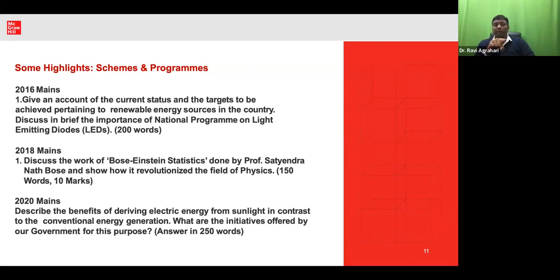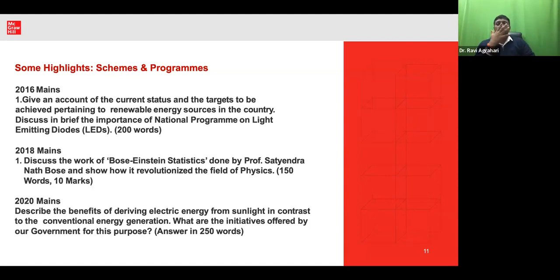You think science and tech is just this, and that is the problem. If you do not see the question paper, guys, you will never understand the demand of UPSC. 50% of people already fail because they never know what the demand is. Outside, any coaching industry gives you one question every day to write an answer, but you never see the real question paper. This is the reason I'm advising you. See the second question, 2018 mains: Discuss the work of Bose-Einstein statistics done by Professor Satyendranath Bose and show how it revolutionized the field of physics.